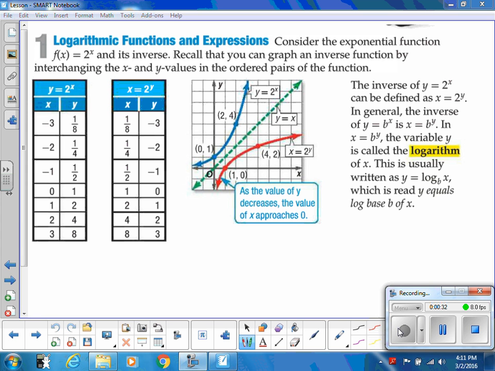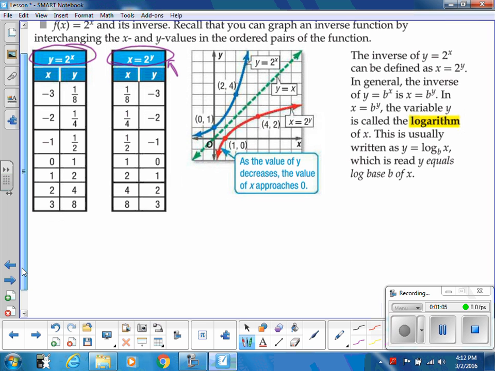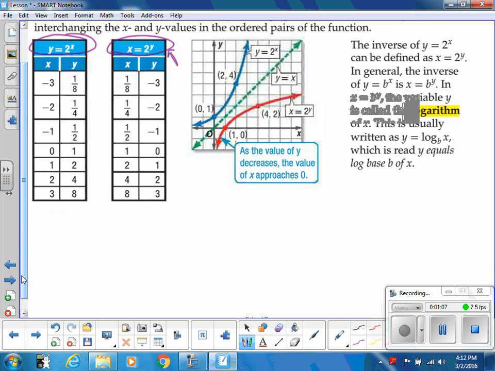Okay? So, for example, if you look at the tables here, we can see that y equals 2 to the x, which we know is an exponential function, gives you this set of values. If I invert it and do x equals 2 to the y, all of the tables change. All the x's flip with the y's. This is what we would call a logarithm function. Now, what you're going to learn is to be able to solve for y.